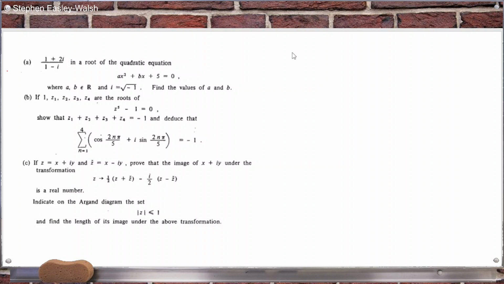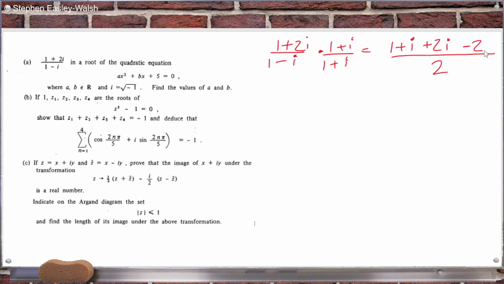Right. So, 1 plus 2i over 1 minus i. Let's rationalize here. If we multiply above and below by 1 plus i, at the bottom we'll have 2, and on the top we'll have 1 plus i plus 2i minus 2. So that will equal minus 1 plus 3i over 2, which is minus a half plus 3 over 2 i.